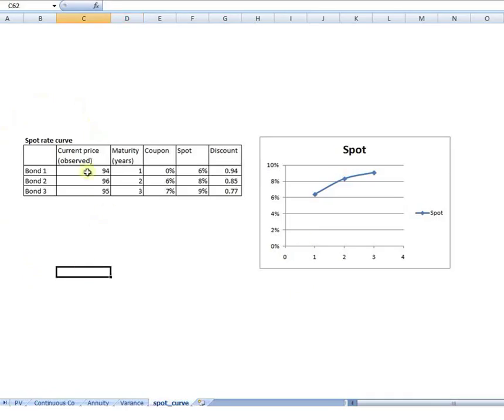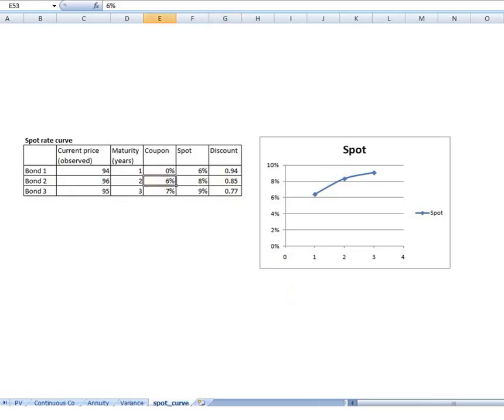Assuming that we have a series of 3 bonds. The first one is a zero coupon, so the spot rate for the first one is simple: simply $100 divided by the current price, minus 1, is 0.94. Let's move on to the second bond.